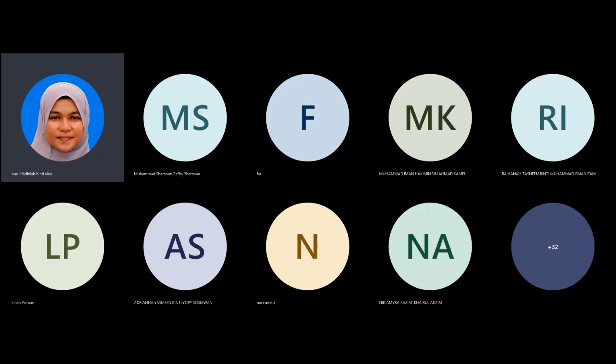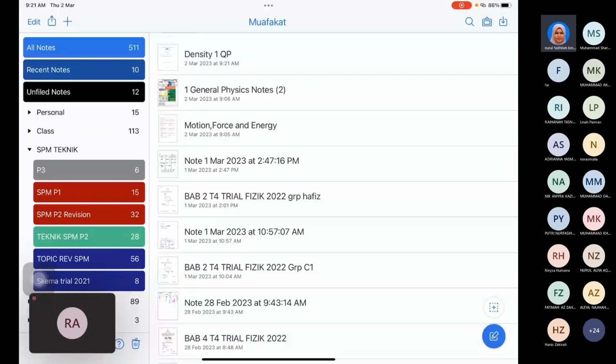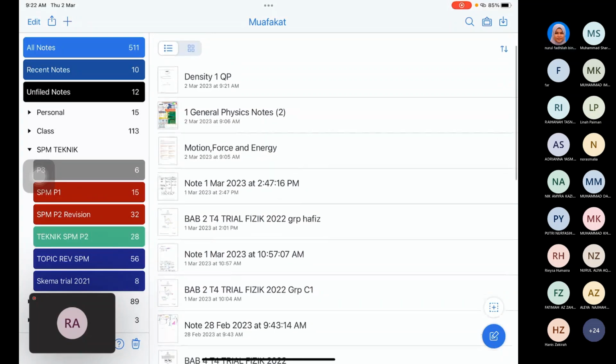Can you see the screen? Okay, let's look at a few example questions. This is Form 4, right? Okay, which group are you in? Group A1, A2, B1, B2, C1, C2? A1. Okay, so I can go very quickly to the questions. Okay, let's look at the questions.